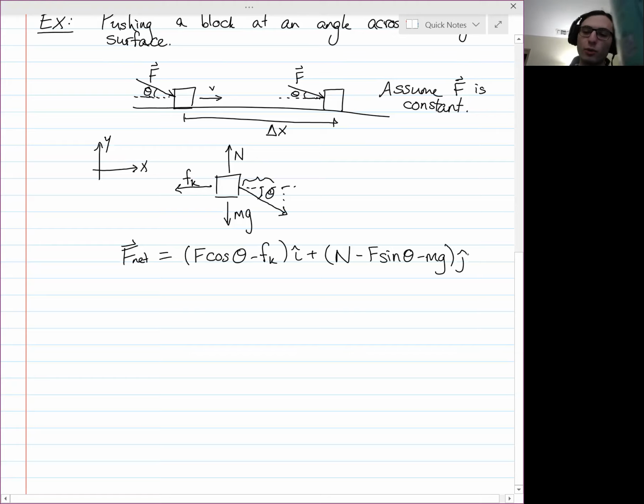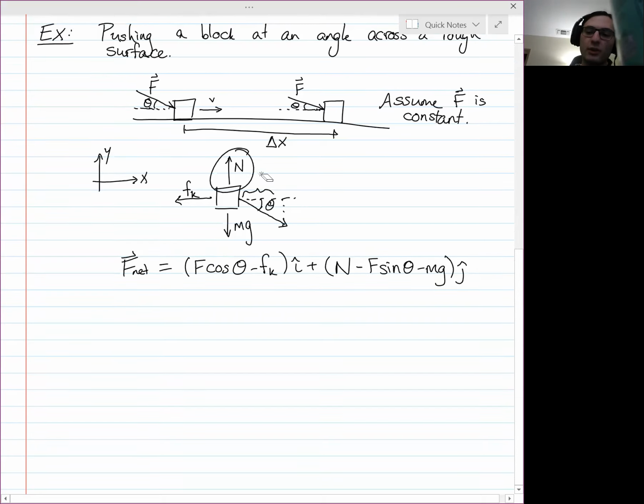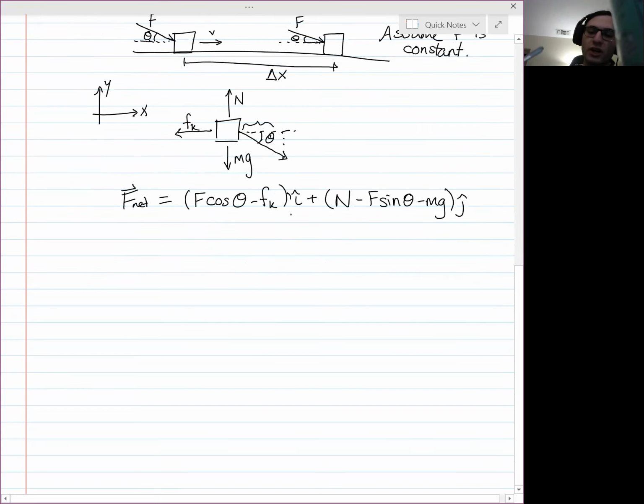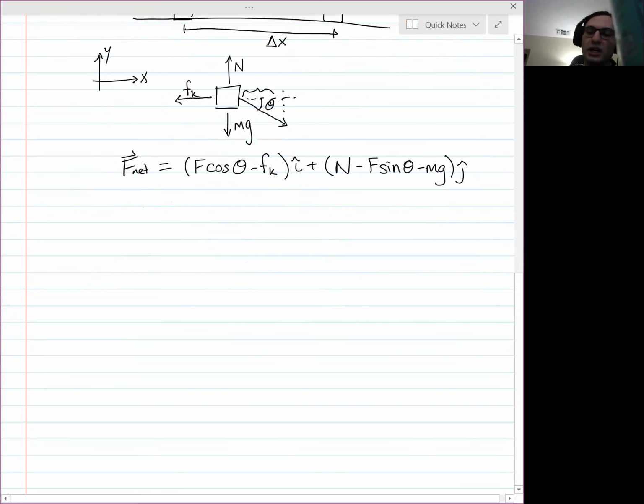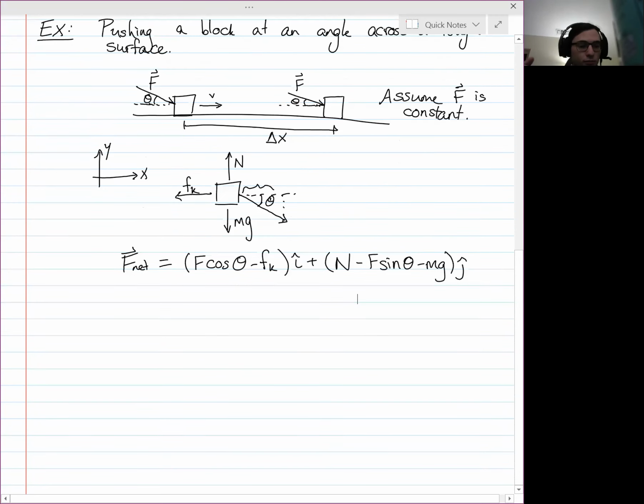So we have the normal force pointing upwards, right? Normal force is pointing upwards in the y direction. mg is pointing downwards in the y direction. And then we have the vertical component of the force that we're applying in the downwards direction there, which corresponds to this term. And that's why we have a sine there. So this is our force vector.